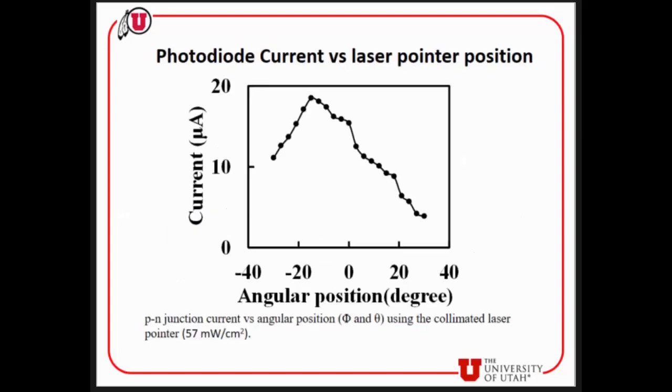The same experiment was repeated, but in this case, instead of using a simple white LED, what we used was a UV laser. The laser had an intensity of 57 megawatts per centimeter square. So as can be seen clearly, the trend is very similar, except the fact that the current output is much higher because the light source is much more intense.